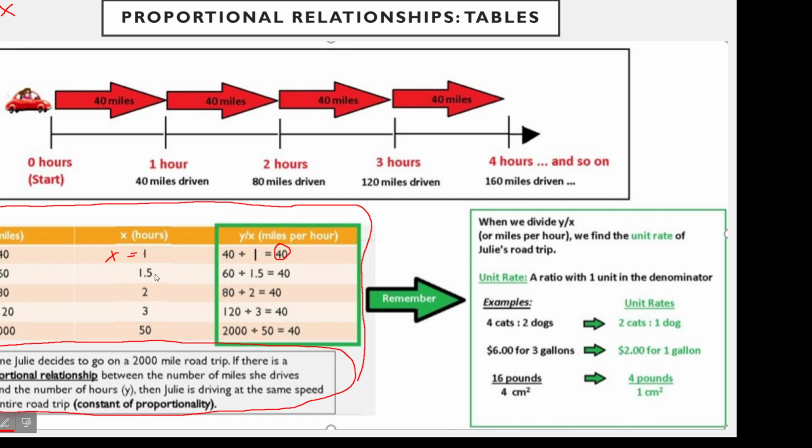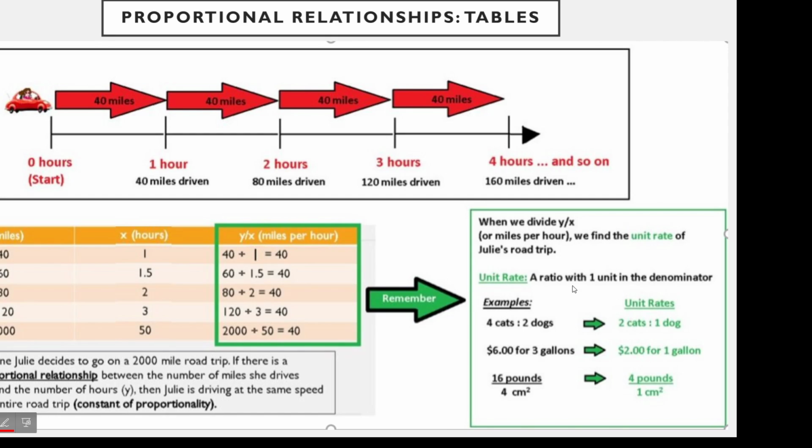If you do 60 divided by 1.5, you get 40. Or 1.5 times 40 gives you 60. So you can see either way will work. Now, I want to take a look at this a little bit more, this part of the table. So let me clear this. When we're dividing our miles over hours, or y over x, we're finding the unit rate. And that unit rate, that's the same thing as our constant of proportionality.